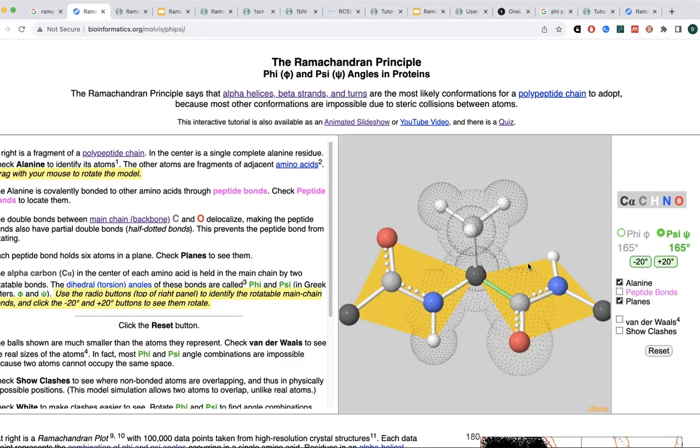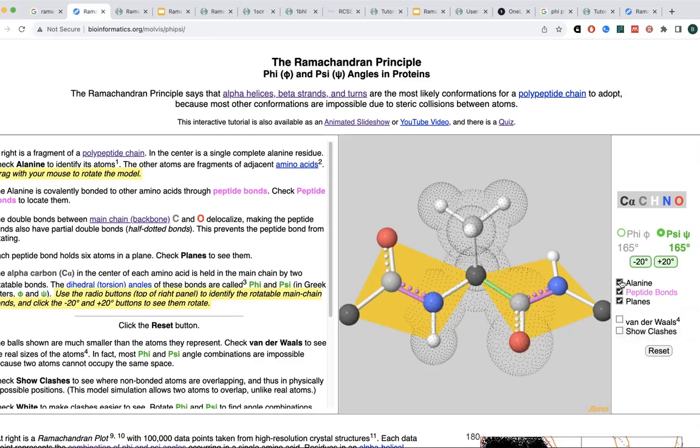When we talk about these angles, we call them dihedral angles. A dihedral angle is just an angle between two planes. As we see, we have these two planes and angles that we're going to be rotating around, so we're going to call these dihedral angles. Okay, so we have alanine. It's connected through these peptide bonds, which gives us these planes. Now let's see what happens when we rotate them.